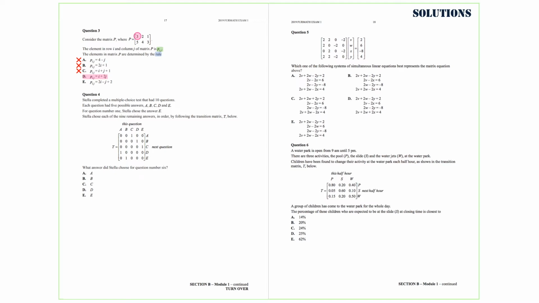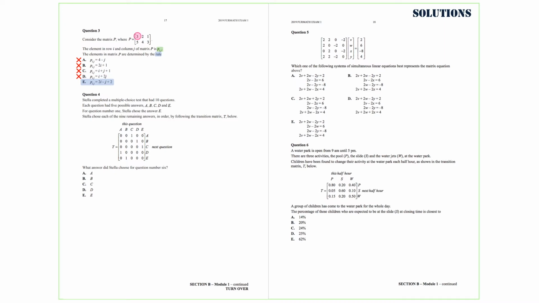Let's check the rule in option D. Pij equals i plus 2j. So P11 equals 1 plus 2 times 1 equals 3. Correct. P12 equals 1 plus 2 times 2 equals 5. This is incorrect, so we can cross out option D as well. So the answer should be option E.